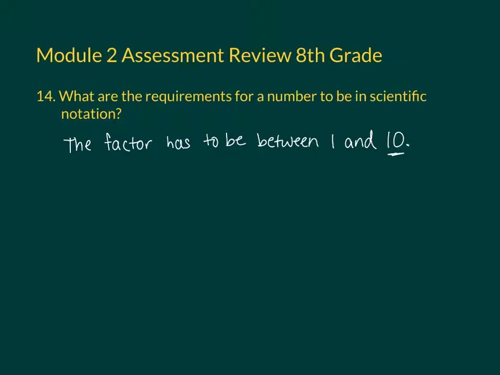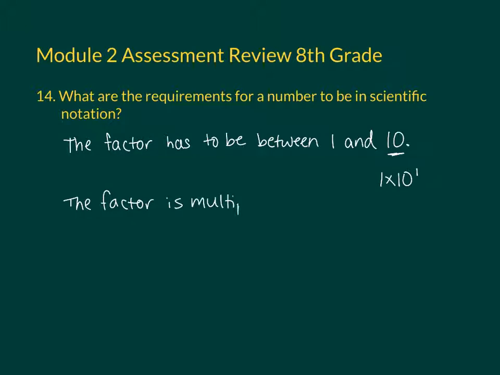If you have a 10, then that means we can rewrite that number as a power of 10, just like, say we did have 10. That's 1 times 10 to the first power. So we can write that as a power of 10, so we need to make sure our first number is between 1 and 10. And then the second requirement is the factor is multiplied by a power of 10.